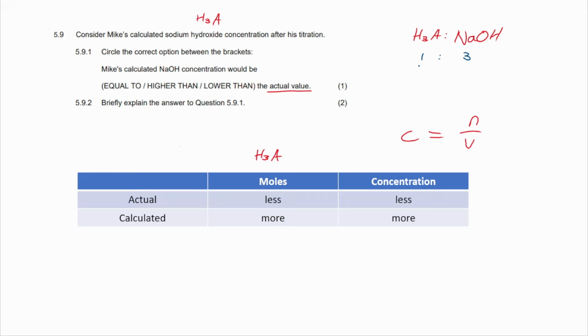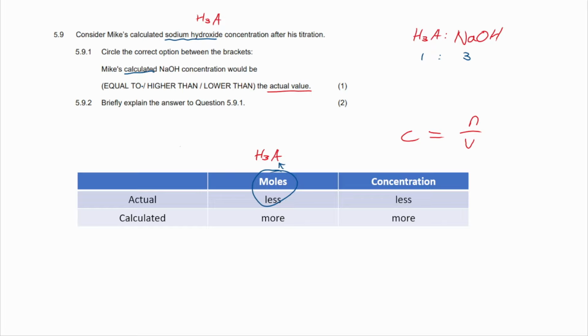So we need to think: because he's going to have fewer moles of this, he's going to have fewer moles of that because of the mole ratio. That's the connection, because now they're asking for sodium hydroxide. The mole ratio gives us that connection. Again, the numbers aren't important here. It's more that if we have less H3A, we're going to have less of this. They say, circle the correct option between the brackets: Mike's calculated NaOH concentration compared to the actual value.